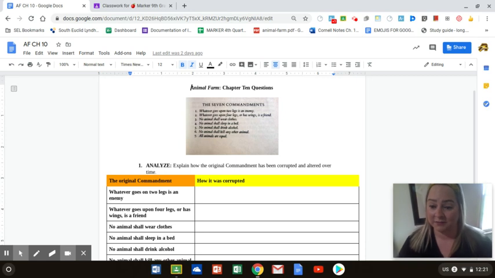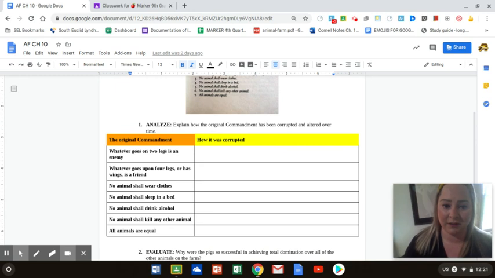The commandments took full effect in Chapter 2, and they clearly stated: whatever goes on 2 legs is an enemy, whatever goes upon 4 legs or has wings is a friend, no animal shall wear clothes, no animal shall sleep in a bed, no animal shall drink alcohol, no animal shall kill any other animal, and all animals are equal. That is on the left side. On the right side, you're going to explain how the original commandment has been corrupted and altered over time.